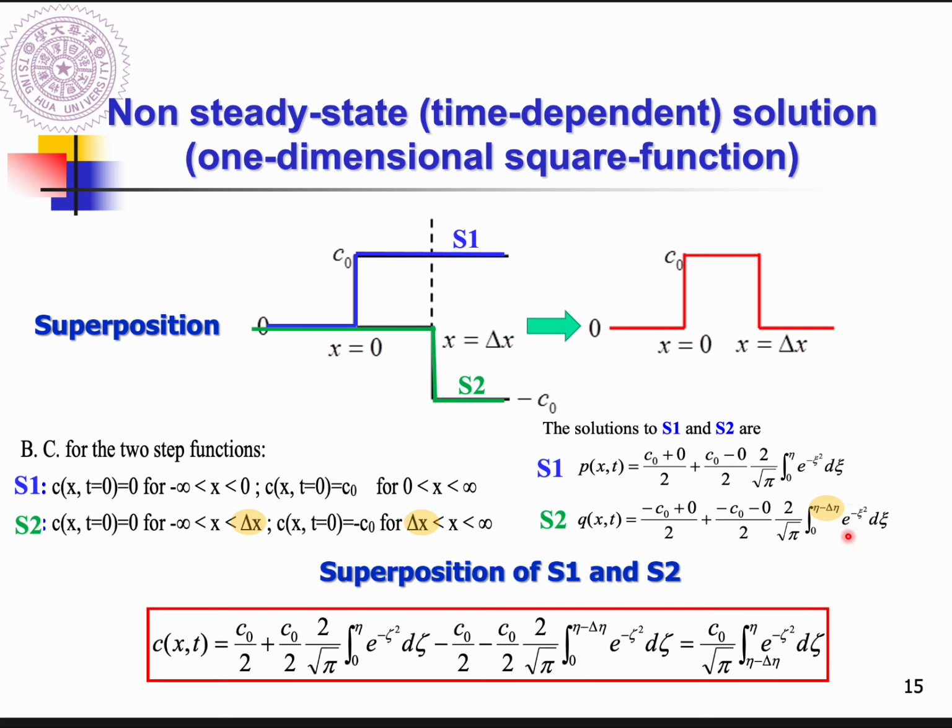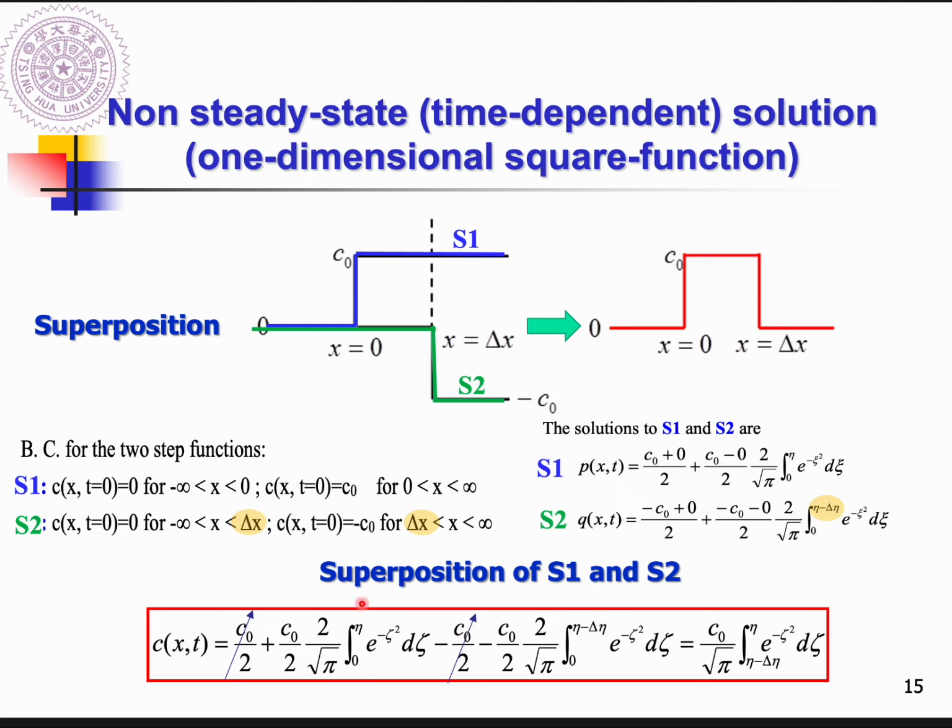So we just sum these solutions together. We list them here. We delete these two terms and combine these terms and these terms together. So you delete the 2, and what you are left with is C0 divided by the square root of pi.